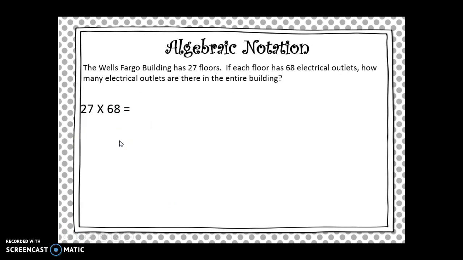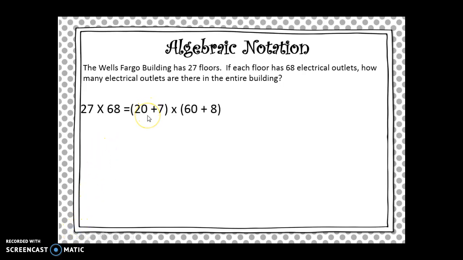Our word problem for this method reads, the Wells Fargo building has 27 floors. If each floor has 68 electrical outlets, how many electrical outlets are there in the entire building? You'll see that I've written down my equation, 27 times 68. Pause the video as you write it, just like I have written it in your math journal. Sorry, my mistake. You're writing it horizontally and not vertically. Sorry for that mistake, folks.